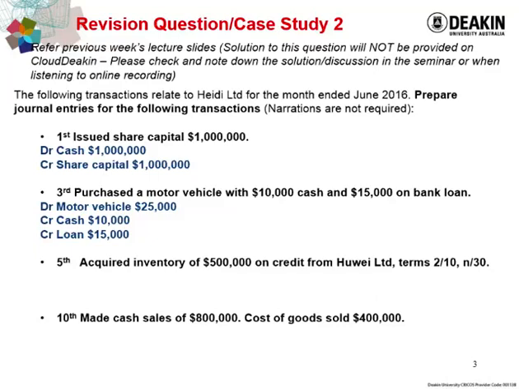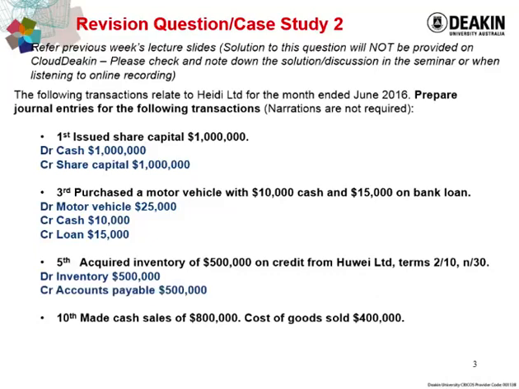On 5th, we purchase $500,000 of inventory on credit. The credit term is 2/10, n/30, which means we must pay the account within 30 days. And if we pay it within 10 days, we are entitled to a 2% discount. When we purchase the goods on credit, we debit inventory, credit accounts payable $500,000.